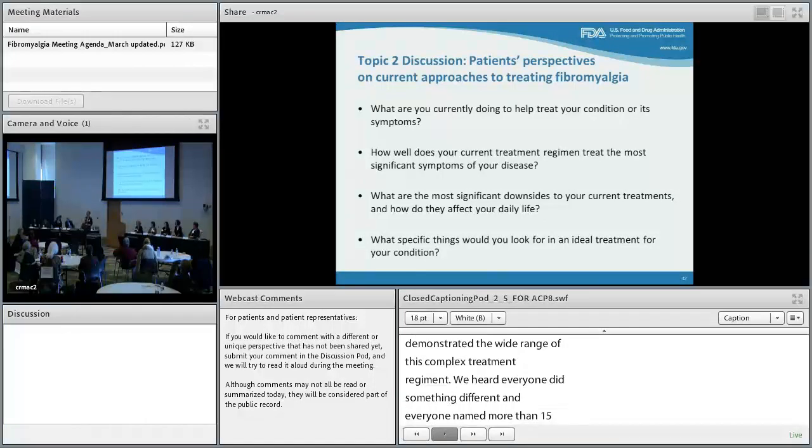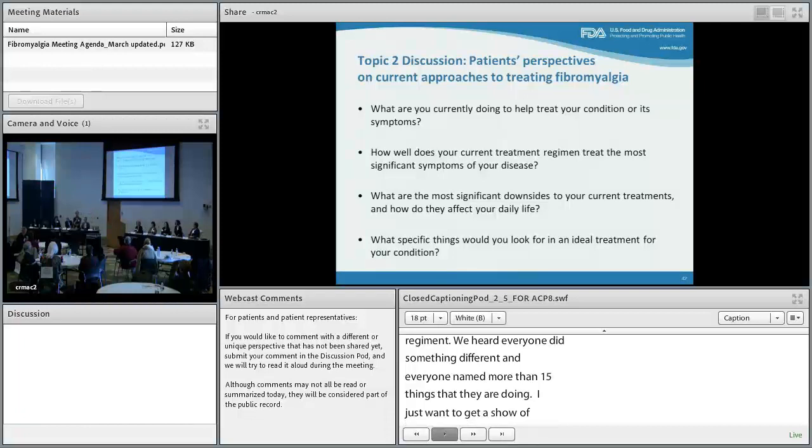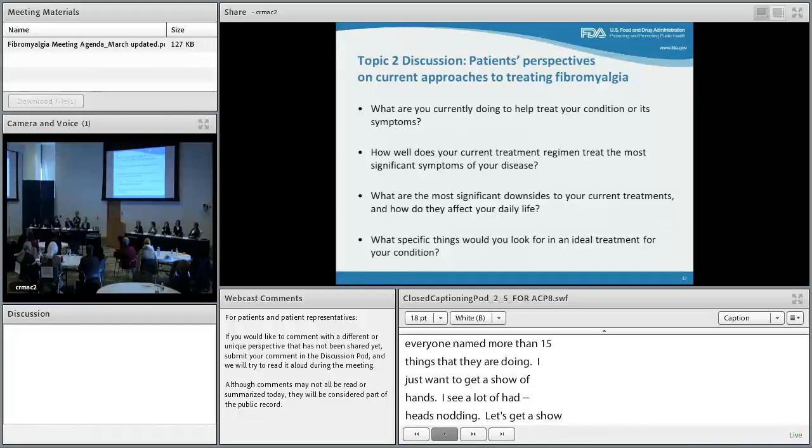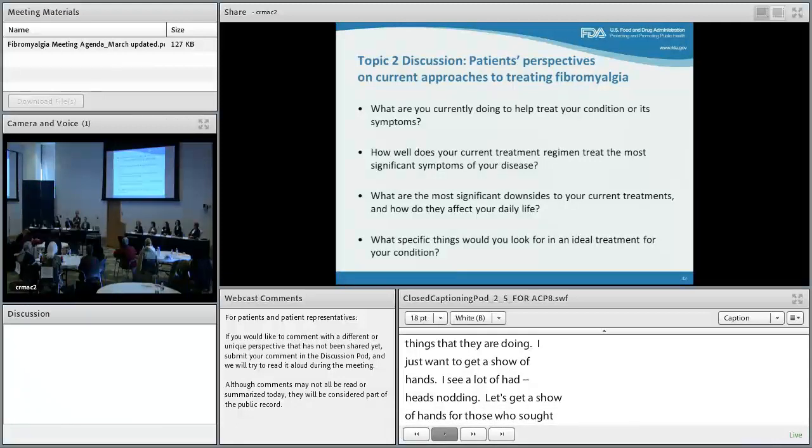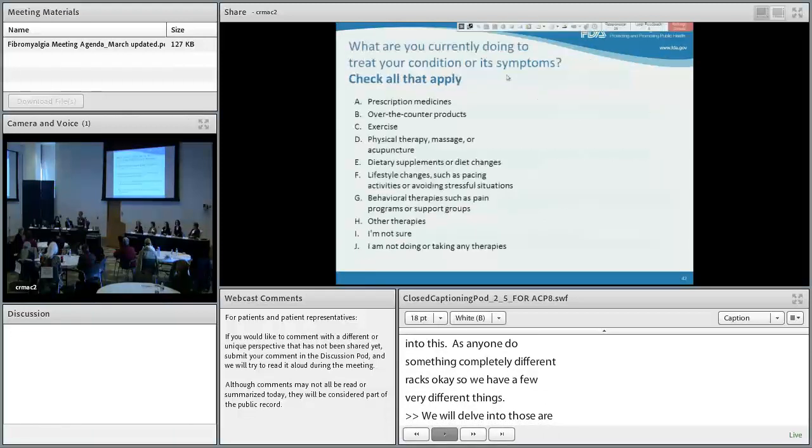And I just want to get a show of hands. I see a lot of heads nodding, but let's get a show of hands of how many of you saw your own treatments reflected in what you heard. Okay, yeah, great. Does anyone do something completely different? Okay, so we have a few very different things. Okay, so we'll delve into those, and remind me if I forget to ask you that again.